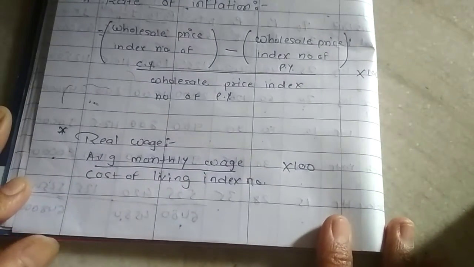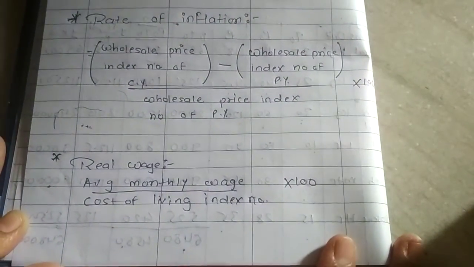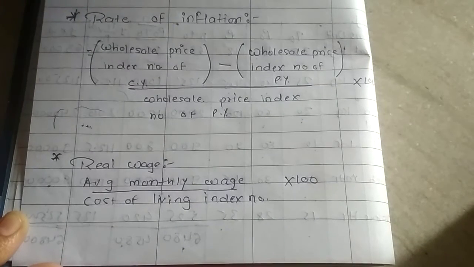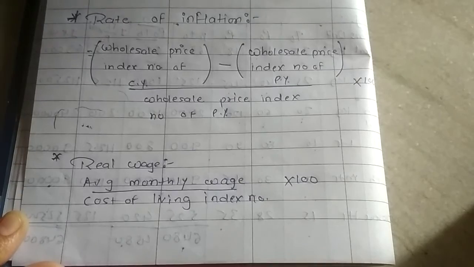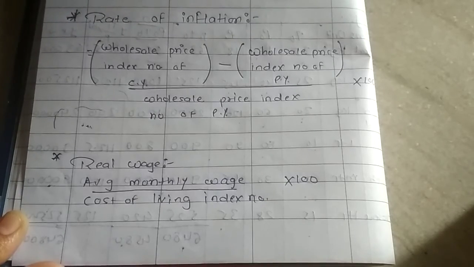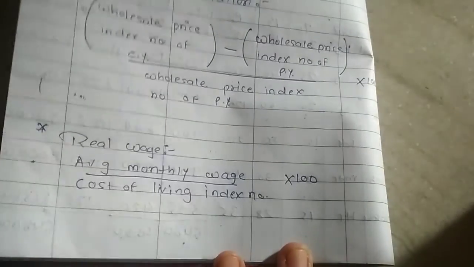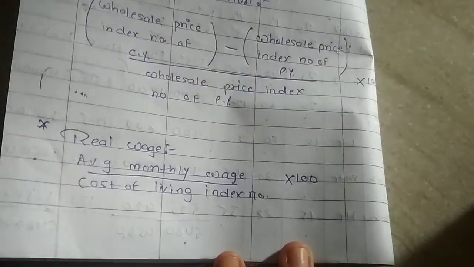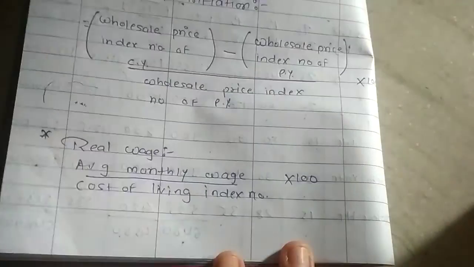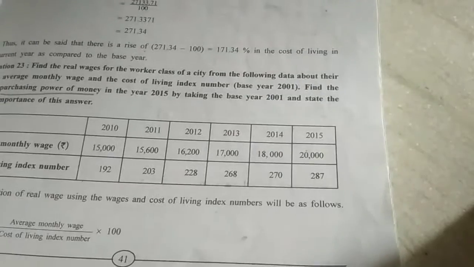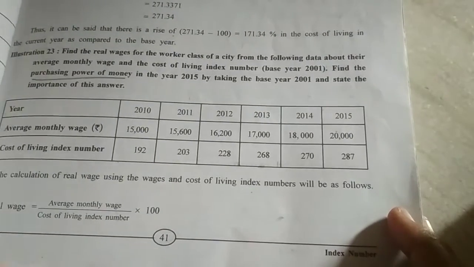Now the second formula is of real wage. If it is asked to you to find the real wage of workers, then the formula is average monthly wage divided by cost of living index number, multiplied by 100. Now we'll see one illustration. Illustration number 23. This is also a simple example, so we'll try to understand it orally.